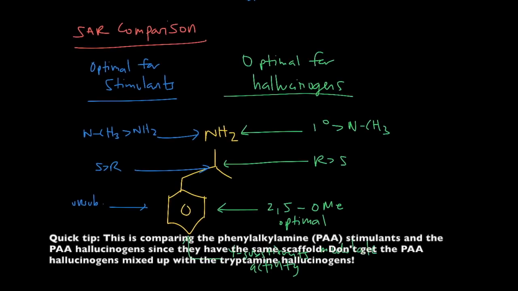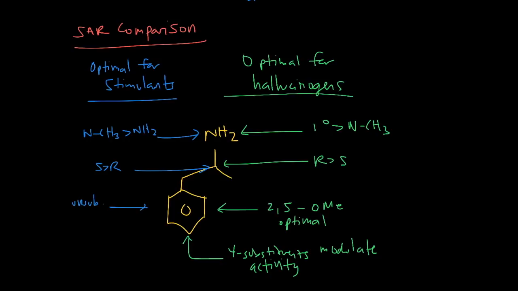And now here's a comparison of SAR for your stimulants and the hallucinogens. Another reason I love MedChem, because just changing one little thing on a single scaffold can change it from a stimulant to a hallucinogen to maybe even an antibiotic. So just to summarize, your N-monomethyl is more potent than your primary amine for stimulants. However, for hallucinogens, your primary amine is more potent than your N-monomethyl. For stimulants, S is more potent than R. For hallucinogens, R is more potent than S. For stimulants, you should have it unsubstituted. However, for hallucinogens, the 2,5-O-methyl is optimal. So adding an O-methyl here and over here is optimal. And four substituents, as I spoke about earlier, modulate activity. Remember, bromine is more potent than iodine, more potent than homologs, more potent than methyl, more potent than O-methyl, more potent than hydrogen.